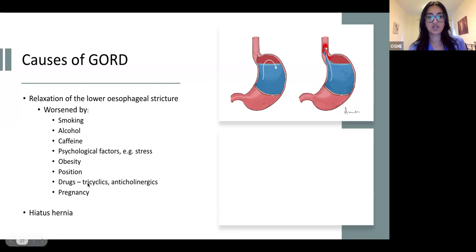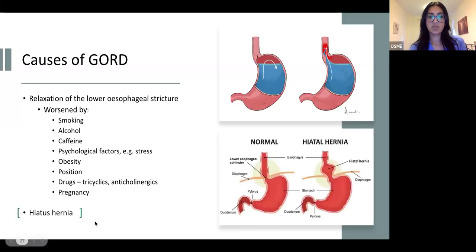Also, various drugs. So you'd be thinking about tricyclic antidepressants and anticholinergics, which can promote the relaxation of the lower esophageal sphincter, and also pregnancy as well, which is another main cause of GORD.